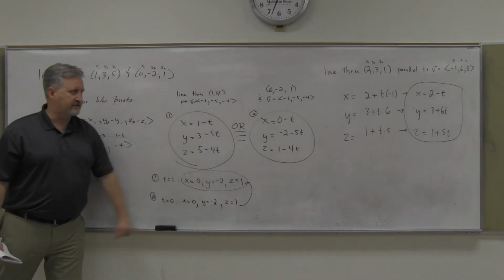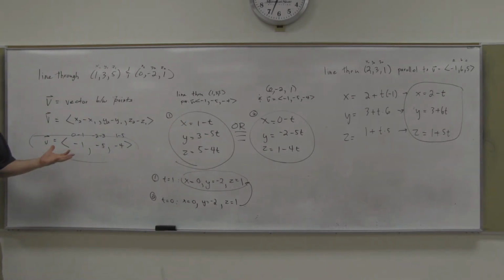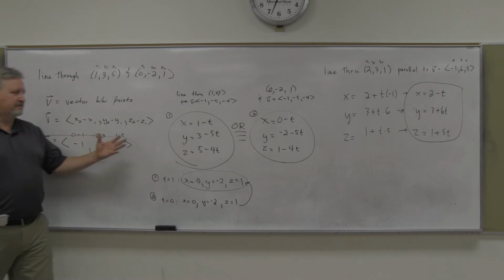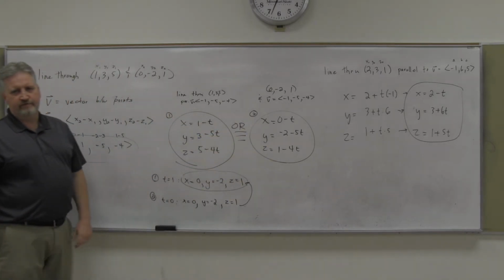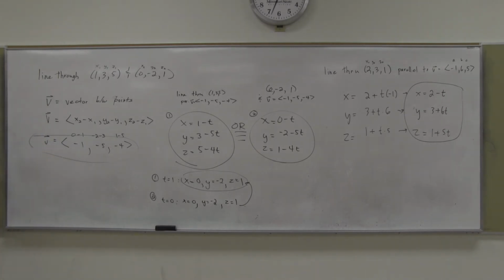parametric equations. So, yeah, there's not just one fixed parametric form of the line, unfortunately. There's one drawback to that. But either one's okay. It'll give you the same line.